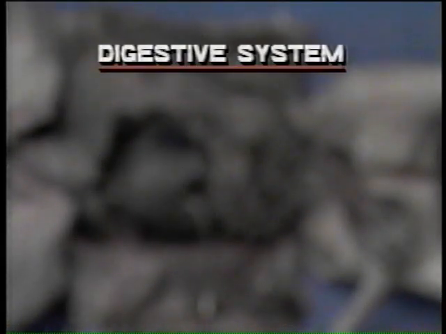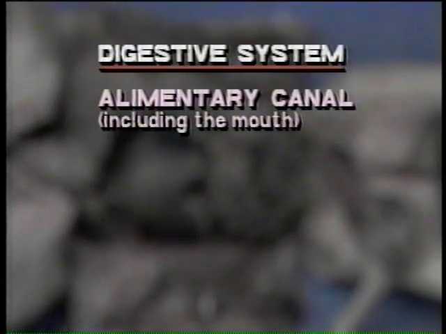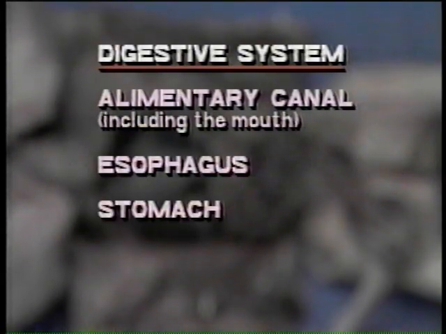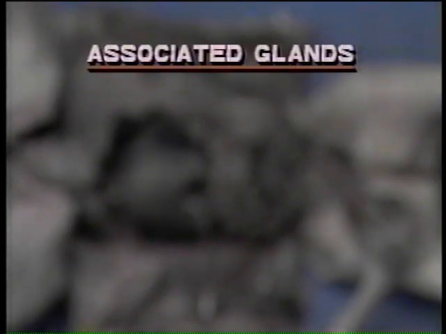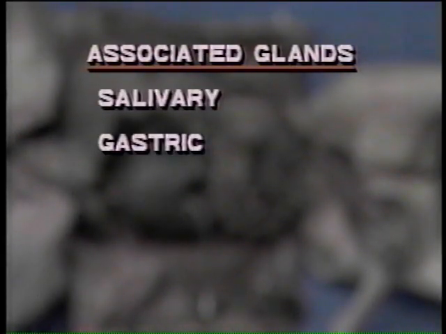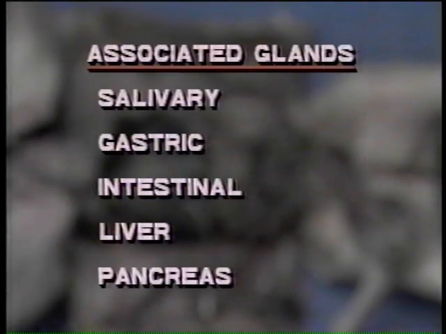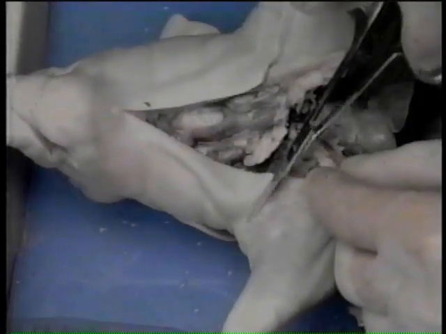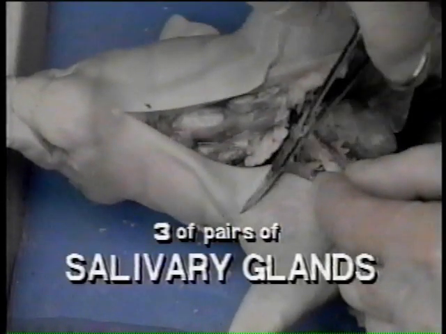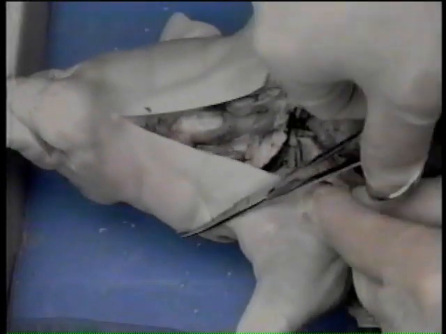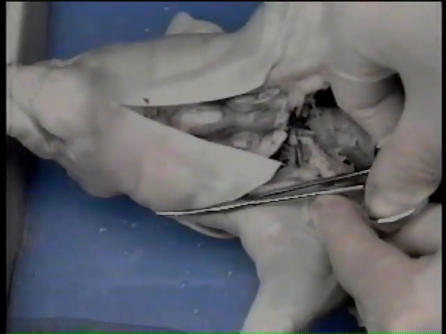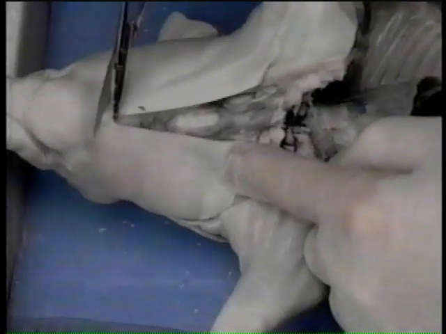The digestive system of the fetal pig consists of the alimentary canal, including the mouth, the esophagus, the stomach, the small intestine, large intestine, and associated glands including the salivary, gastric, intestinal, liver, and pancreas. There are 3 pairs of salivary glands in the pig. By removing the skin and muscle layer from one side of the face and neck, expose a large triangular gland.